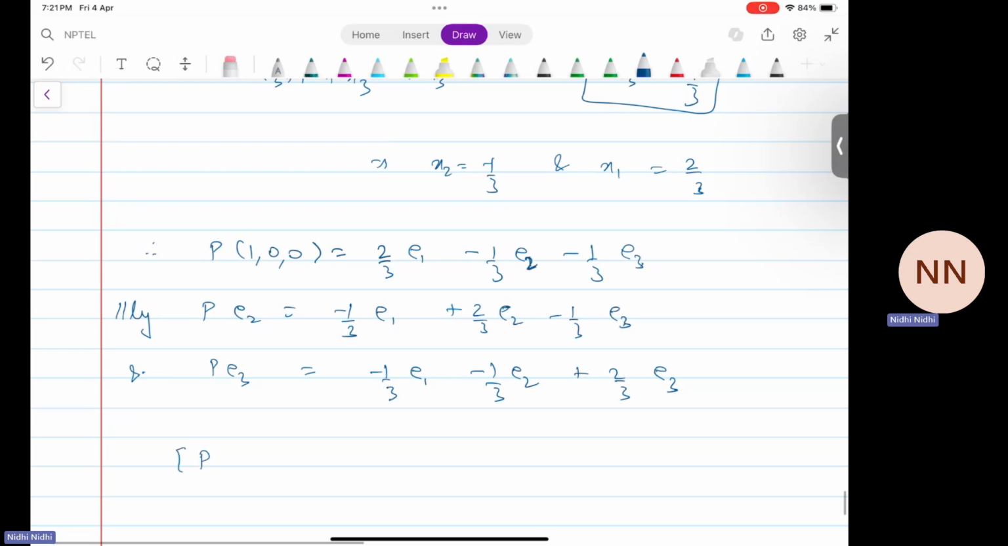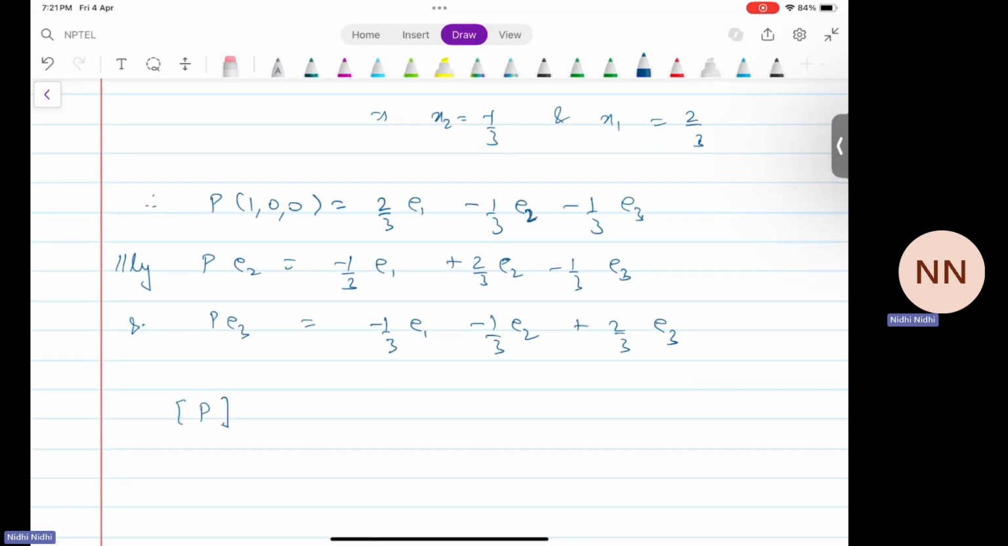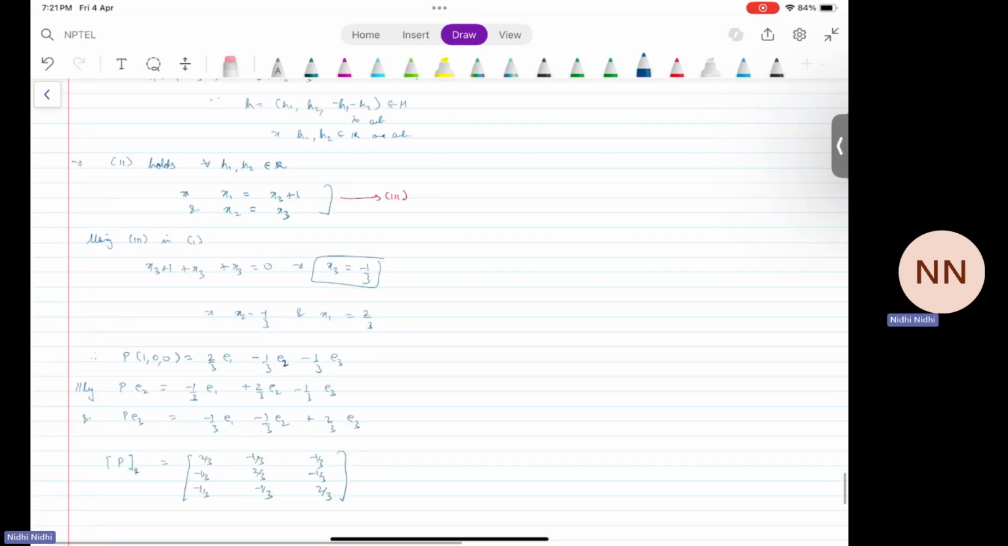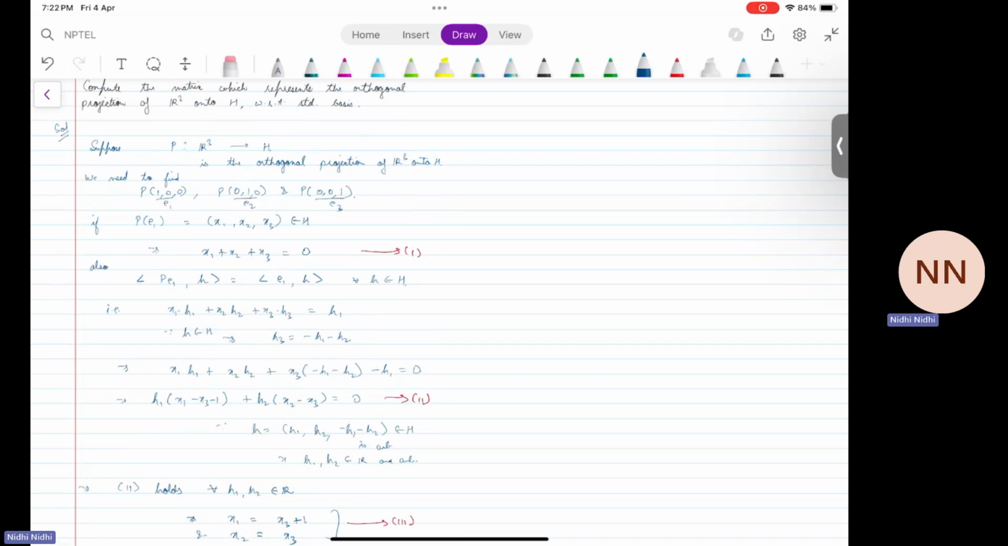And hence, the matrix representation of the orthogonal projection with respect to the standard basis beta, which is just e1, e2, e3, is 2 by 3, minus 1 by 3, minus 1 by 3, minus 1 by 3, 2 by 3, minus 1 by 3. This is how you can find the matrix representation. The main important point was the characterization of the orthogonal mapping. If you have any doubt, you can ask. Otherwise, let's move to the next question.